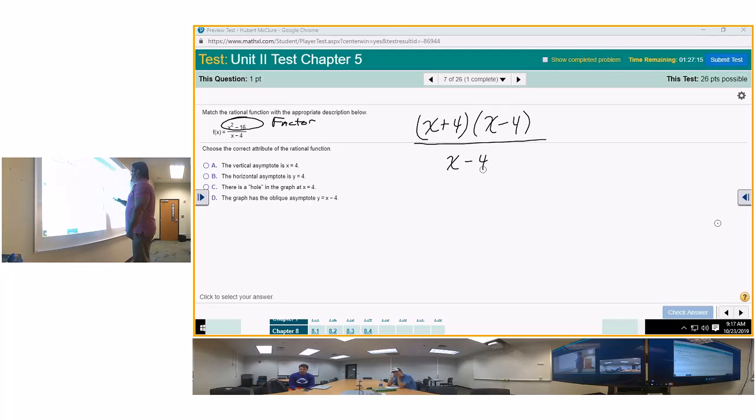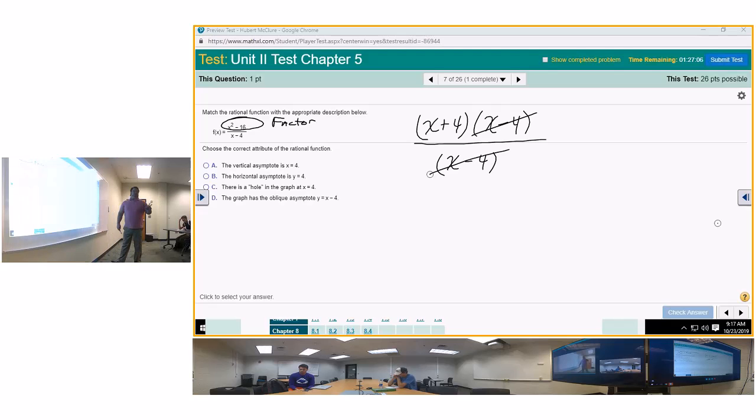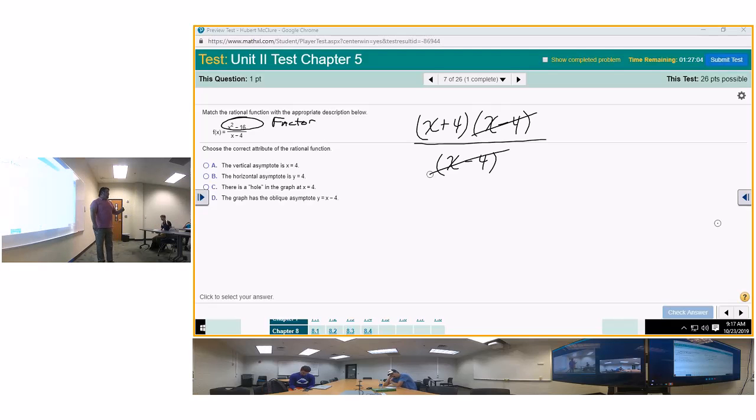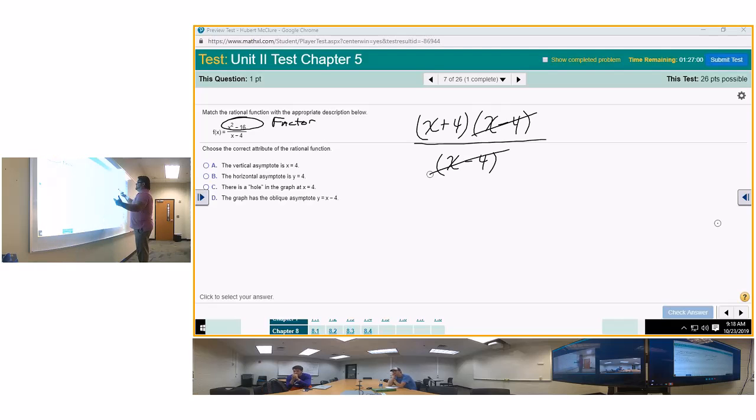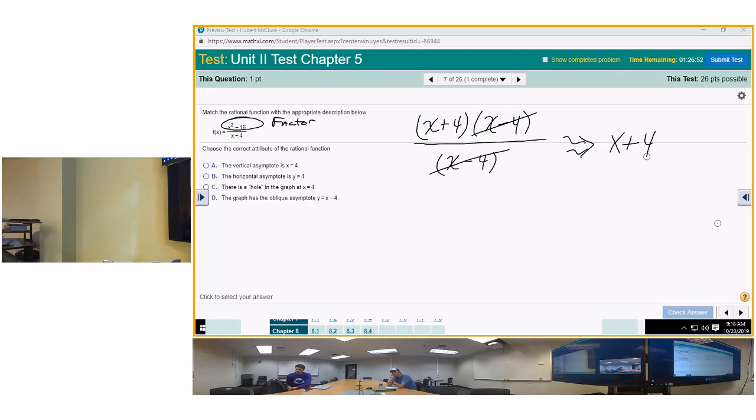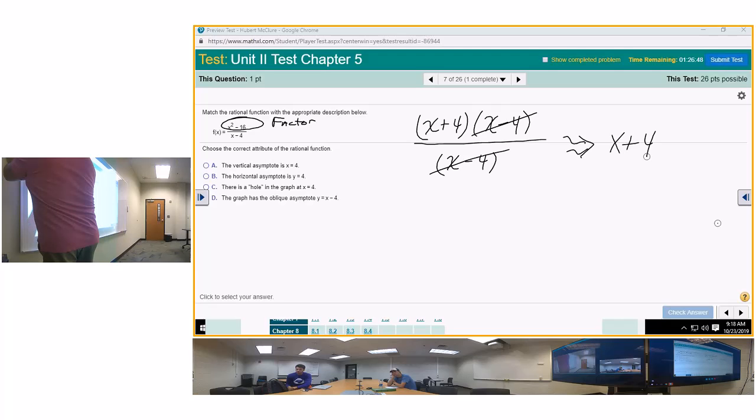And what happens to the x minus 4s? They go away. Okay, now, can you obliterate the asymptote? No. But you don't have an asymptote, you have an open circle. All right, so your function reduces down to x plus 4. But in the original equation, you've got x minus 4, so you have to do that.